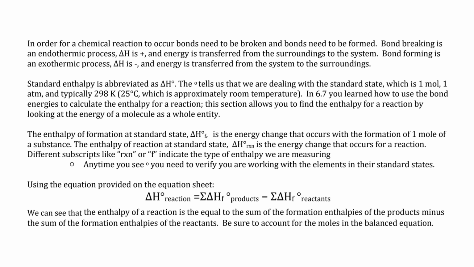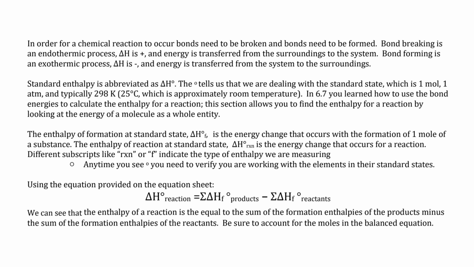In 6.7, you learned how to use the bond energies to calculate the enthalpy for a reaction. This section allows you to find the enthalpy for a reaction by looking at the energy of a molecule as a whole entity. The enthalpy of formation at standard state, or delta H standard with an F, is the energy change that occurs with the formation of 1 mole of a substance. The enthalpy of a reaction at standard state, delta H reaction, is the energy change that occurs for a reaction. You can have different subscripts like r x n or f that indicate the type of enthalpy we are measuring.